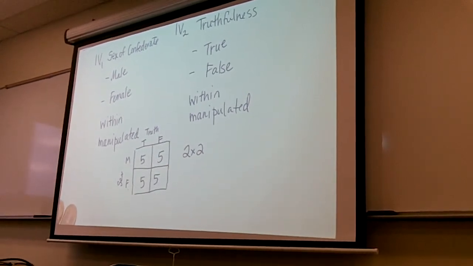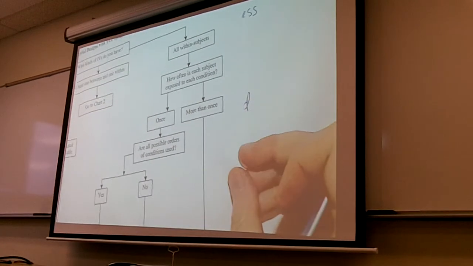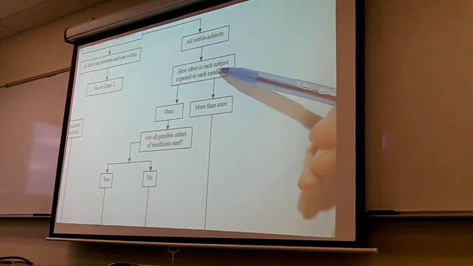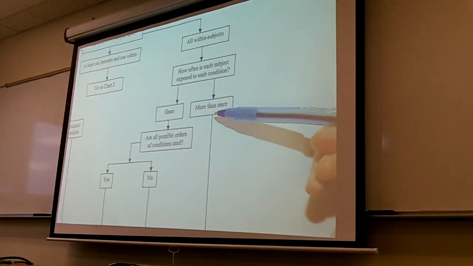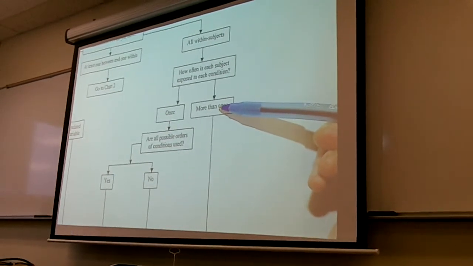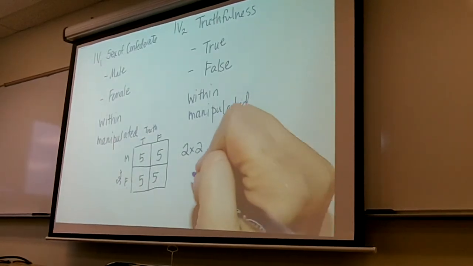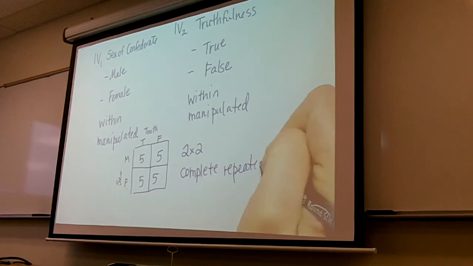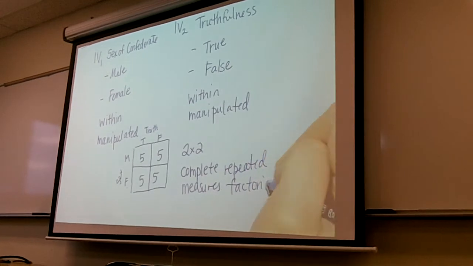All right, now the design type. How do I figure this out? I have to look at this flow chart, right? So I have all within subjects variables, and the question is, how often is each subject exposed to each condition? Once or more than once? More than once, right? Because each condition is exposed 5 times, right? So if it's more than once, what do I have? That one. 2 by 2, complete, repeated measures. Factorial.